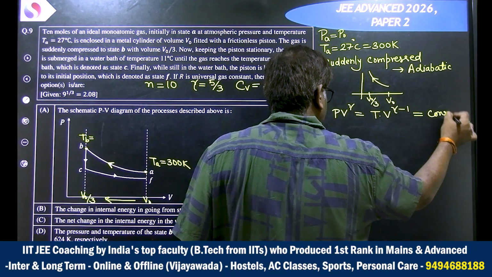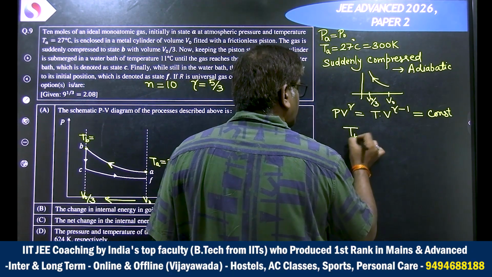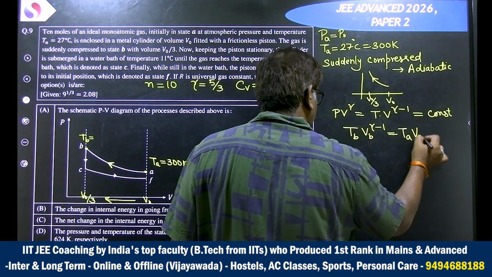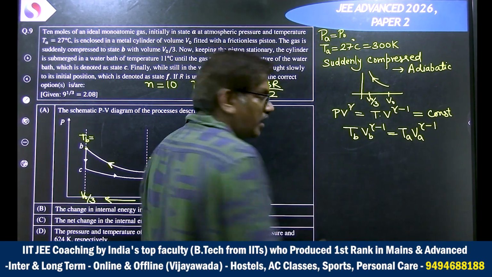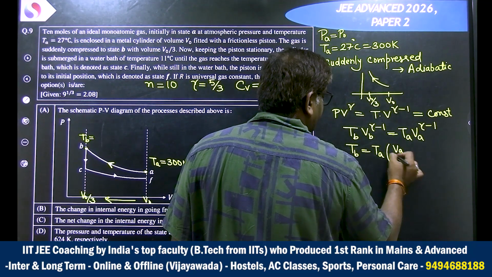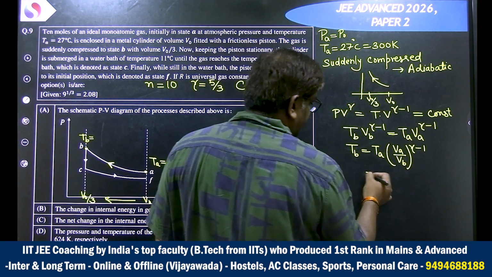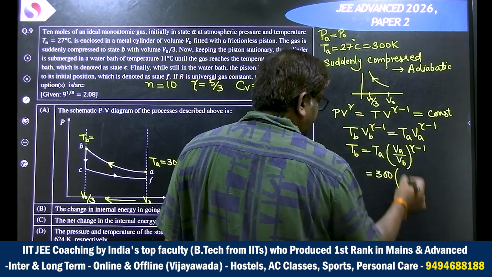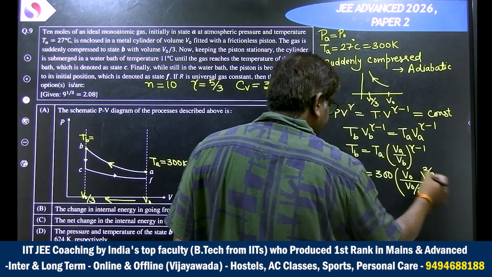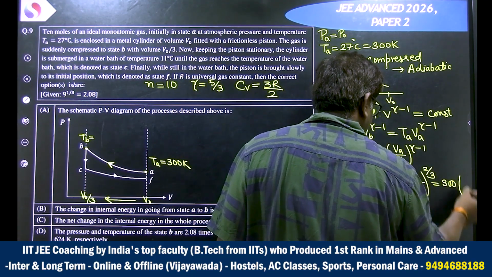Okay, this is the relation between thermodynamic parameters for adiabatic. So here TB VB to the power gamma minus 1 is equal to TA VA to the power gamma minus 1, and therefore TB, the temperature at B, is equal to TA times VA by VB to the power gamma minus 1. So TA will be 300, VA is V0, VB is V0 by 3, and gamma minus 1 is 2 by 3. So 3 to the power 2 by 3 you can also write as 9 to the power 1 by 3.